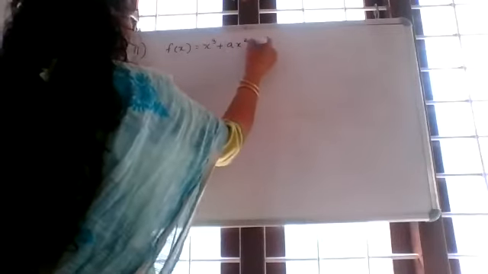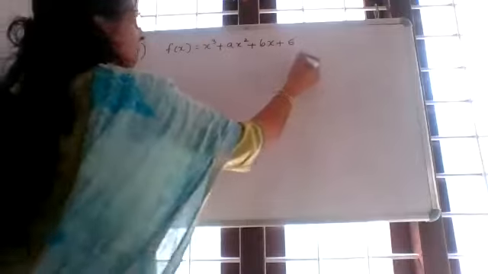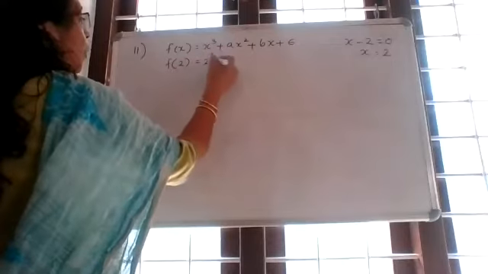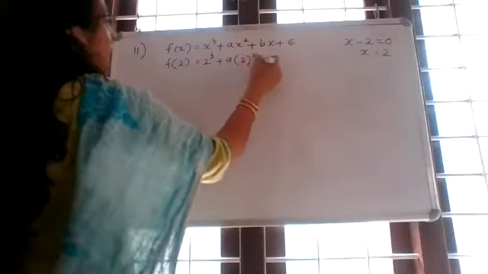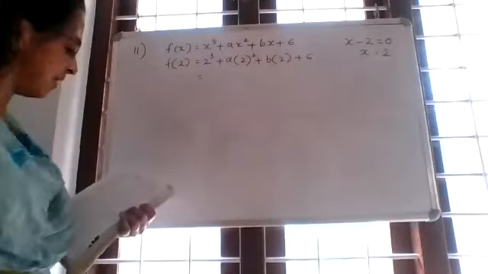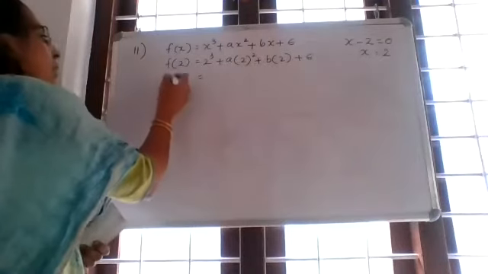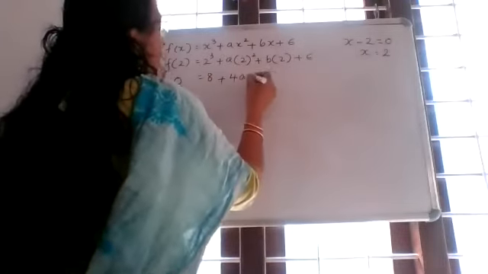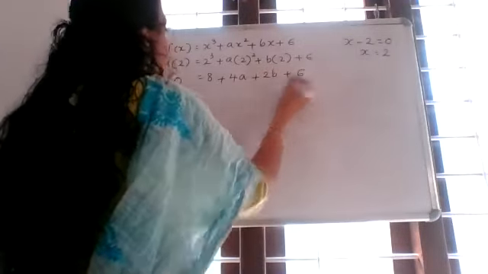So first, f of x is equal to x cube plus ax square plus bx plus 6. x minus 2 is a factor, means x minus 2 equated to 0. So x is equal to 2. Substitute 2 for x here. So f of 2 is equal to 2 cube plus a into 2 square plus b into 2 plus 6. Since x minus 2 is a factor, we can replace f of 2 as 0. So 2 cube is 8 plus 4a plus 2b plus 6.